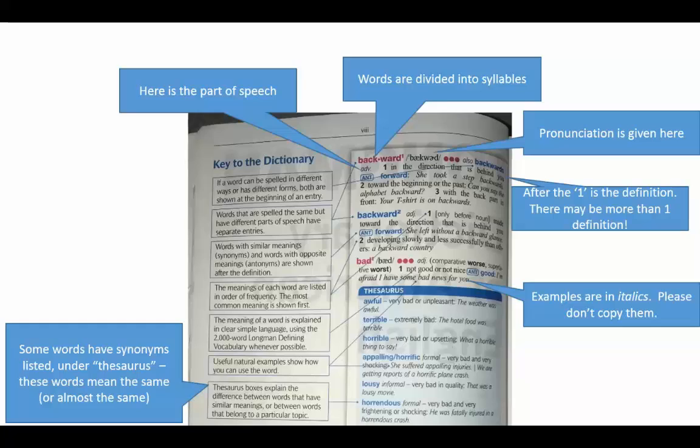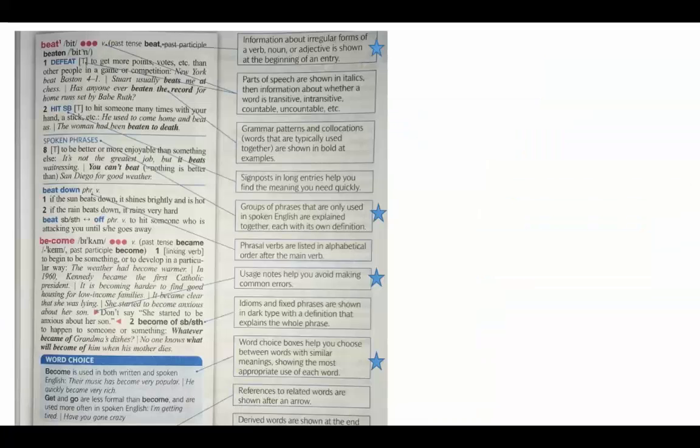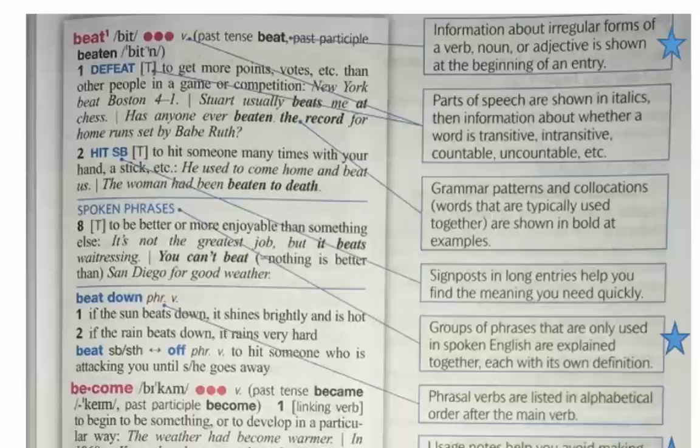Okay, move on to the next page, and you'll see at the very top, it says on the right side of your key to the dictionary, it says information about irregular forms of a verb, noun, or adjective is shown at the beginning of an entry. So with some of the words that are irregular, it might give you the past tense or the past participle or something like that is different from a regular verb.